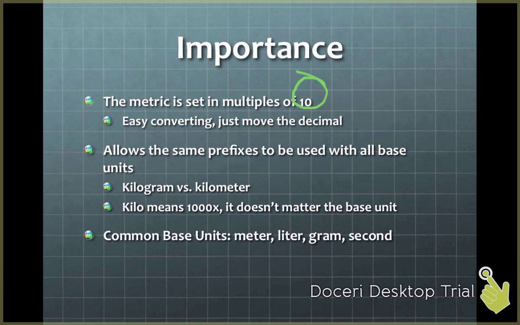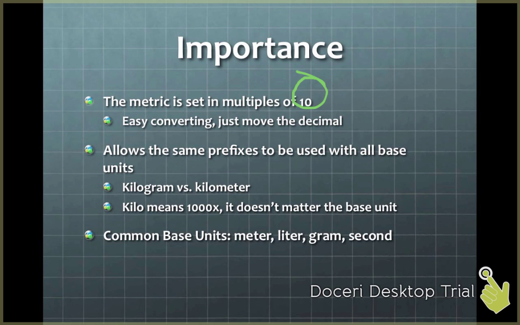There is 10 millimeters in a centimeter. There's 10 centimeters in a decimeter. There's 10 decimeters in a meter. There's 10 meters in a decameter. There's 10 decameters in a hectometer. Everything is 10. So it makes it really, really easy to convert back and forth, which is a test question, by the way.